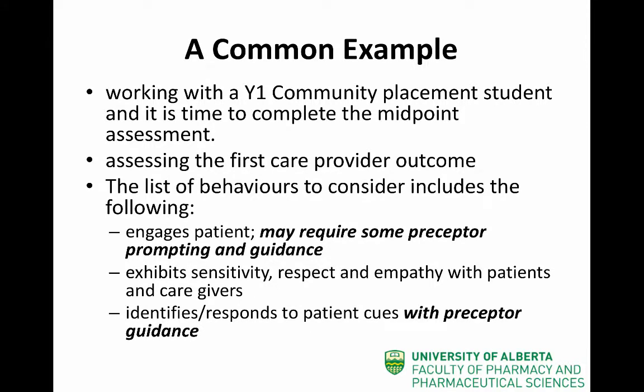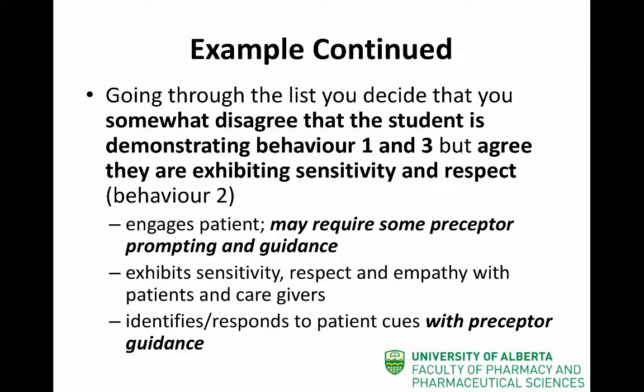Working with a year 1 community placement student, it's time to complete the midpoint assessment. Assessing the first care provider outcome, the list of behaviors to consider includes engaging patients that may require some preceptor prompting and guidance, exhibiting sensitivity and respect, and empathy with patients and caregivers, identifying and responding to patient cues with preceptor guidance. We note that the student has done not as good of a job as you would have expected with behaviors 1 and 3, but you agree that they're exhibiting sensitivity and respect. And so there's some work that needs to be done regarding engaging patients and identifying and responding to patient cues. So this example sets us up for a pretty clear needs improvement assessment.